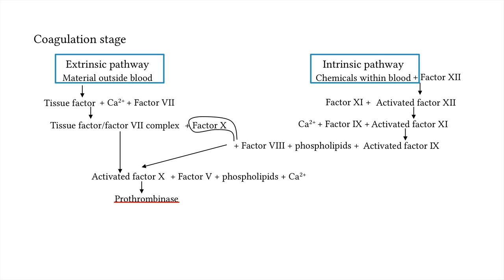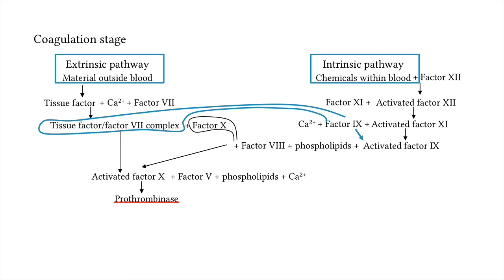Now sometimes these two pathways can interact. Tissue factor 7 complex can interact with factor 9. So not only will the extrinsic pathway continue to react along its path, that complex will also react with factor 9 of the intrinsic pathway, starting that cascade too.